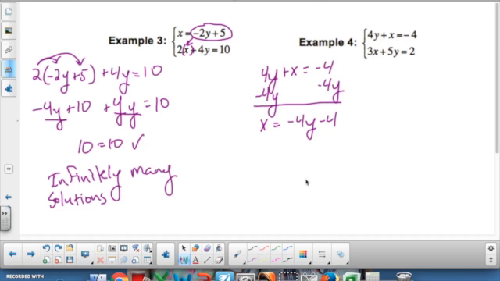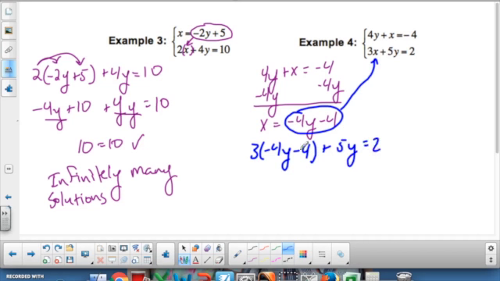So now I'm going to take this negative 4y minus 4. I know that it is equal to x, so I'm going to substitute it into my second equation in place of that x. So I'm going to say 3 times negative 4y minus 4, because that equals x, plus 5y equals 2. So everything other than that x is going to stay exactly the same.